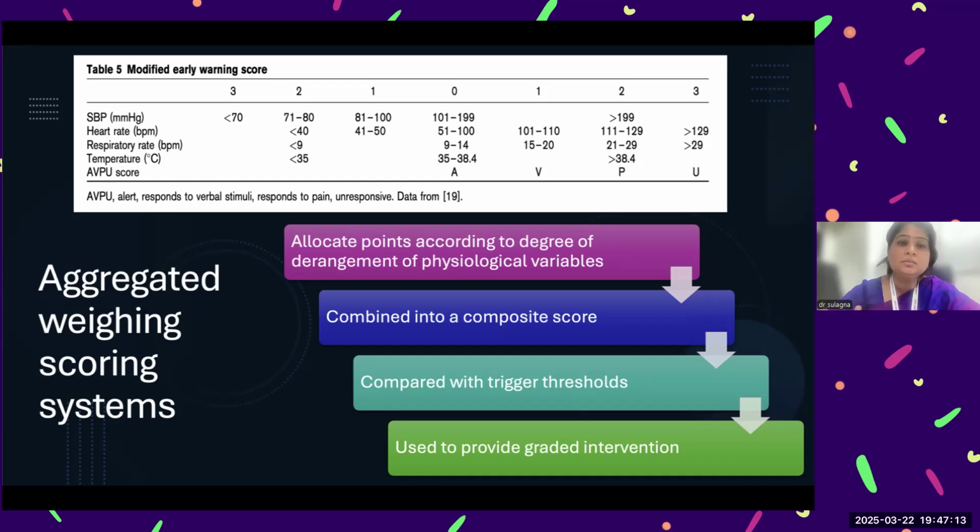One of the widely used aggregate scoring systems is the modified early warning score, which, as we can see on the screen, has parameters like systolic blood pressure, heart rate, respiratory rate, temperature, and AVPU score. AVPU is the score for assessing level of consciousness, and the scoring is given based on the severity of the derangement of the physiological parameter.